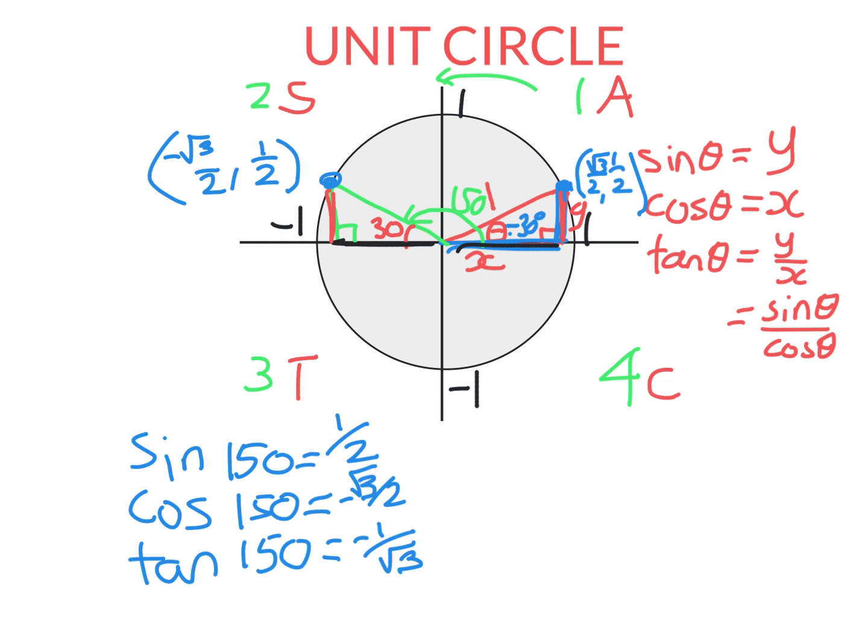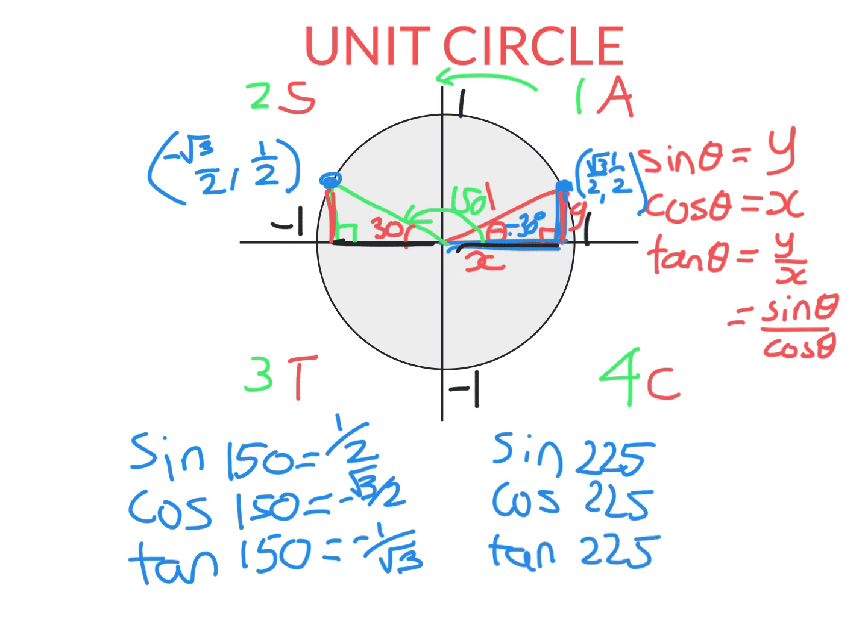Let's say I wanted to find now sine, cos, and tan, and let's do 225. So we can easily find that using the unit circle. 225, its angle would be all the way around here. It would be 180 plus another 45. So this acute angle in here would be 45.